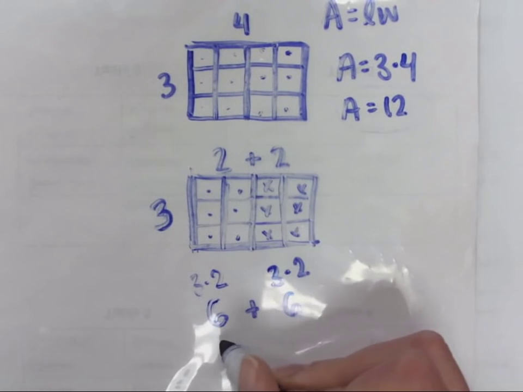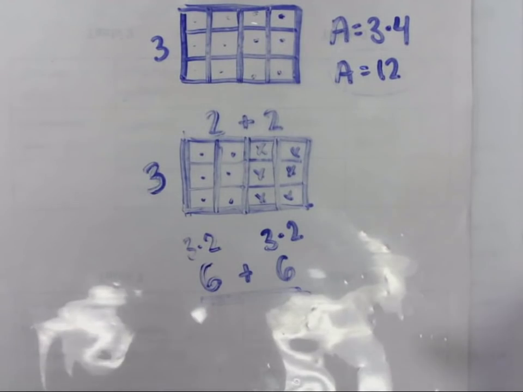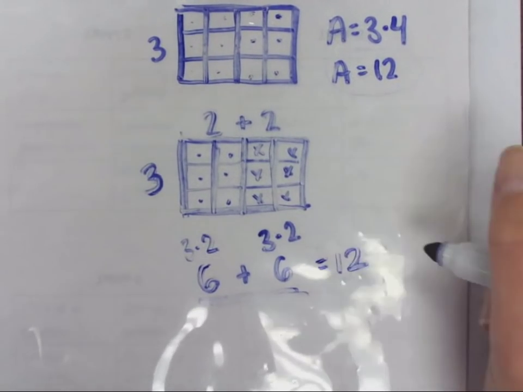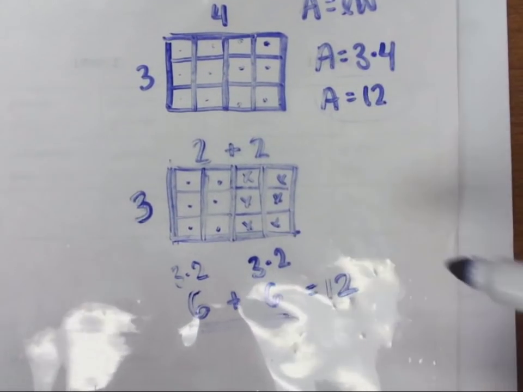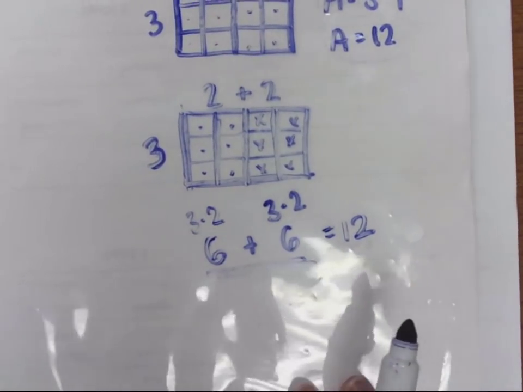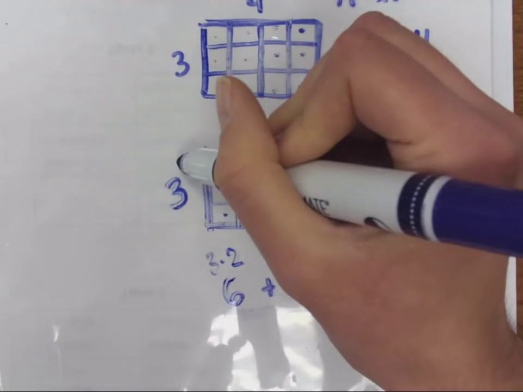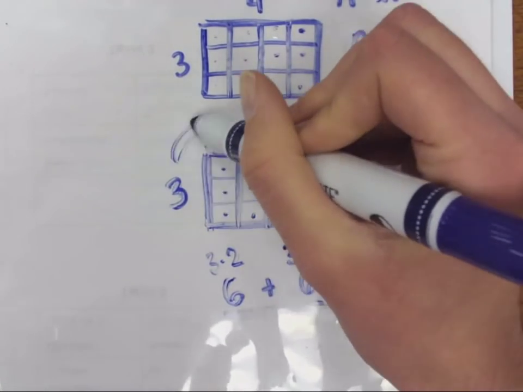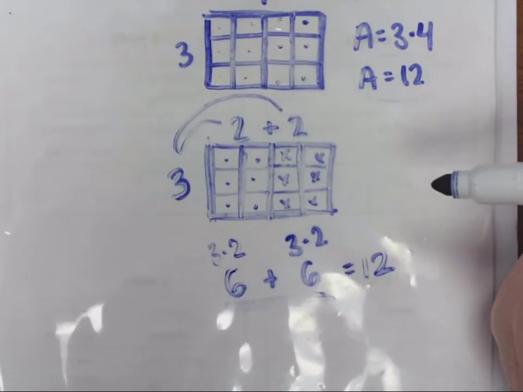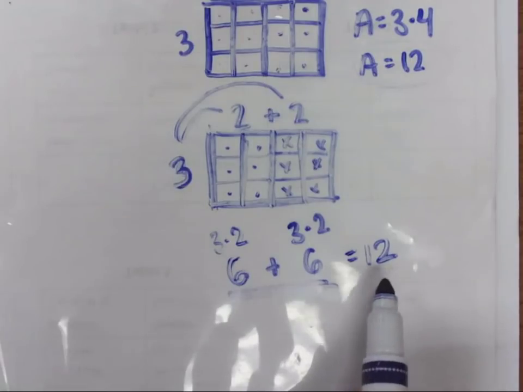And I could add those together, adding the areas, we've seen that in our bell work. Adding the areas together gives me 12, which is what I expected. Both of these would have an area of 12. Okay, so what I really did here is I have 2 plus 2, and I multiplied the 3 by that 2, and I multiplied it by that 2 as well, which gave me 6 plus 6, which equals 12.